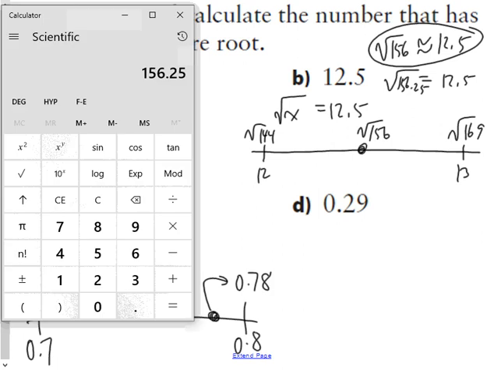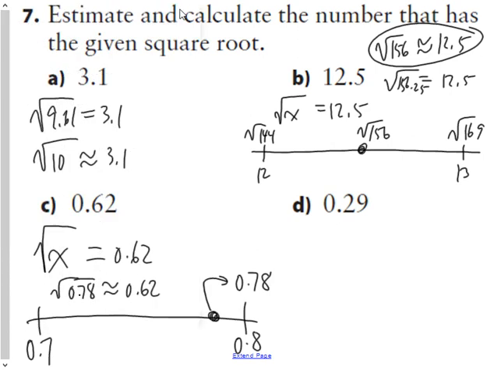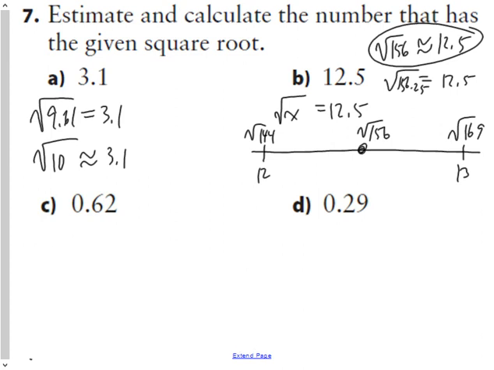Grab my calculator and see what is the square root of 0.78. Did I make a mistake there? Oh no, sorry, that's my fault. I made a mistake there. Oops, I did the whole question wrong. Let's try this again. Okay, my fault.